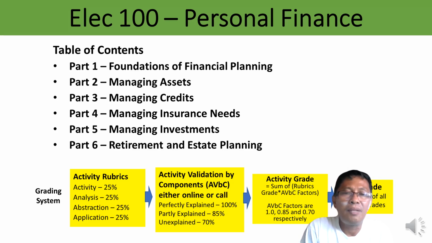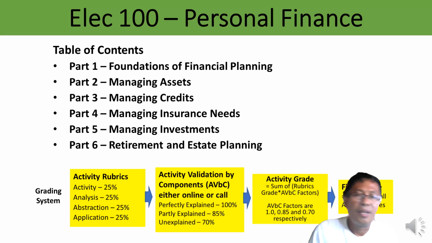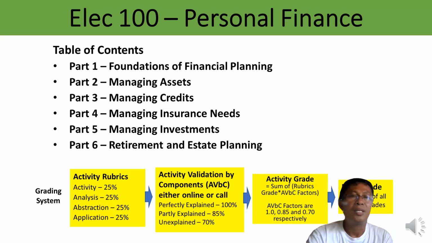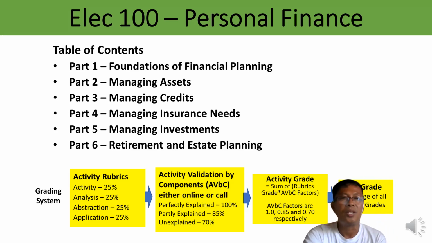If it is partly, 85%. If it is unexplained, 70%. That goes with the A, B, C factors of 1.0, 0.85, and 0.7 respectively. And for the activity grade, it will be the sum of the rubrics grade times the factor. And for your final grade, it will be the average of all the grades of all the activities provided to you. So let's proceed with Part 1, foundations of financial planning.